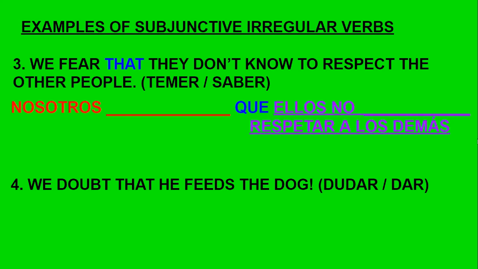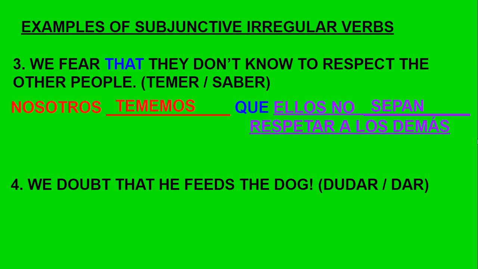So what is the nosotros form of temer? Nosotros tememos que ellos no. What is the no, ellos form of saber? Sepan respetar a los demás. Okay, so nosotros tememos que ellos no sepan respetar a los demás.